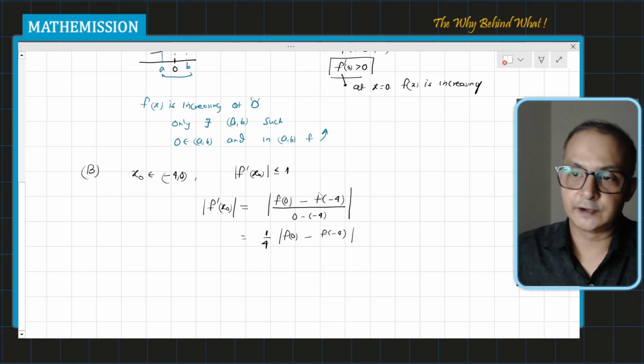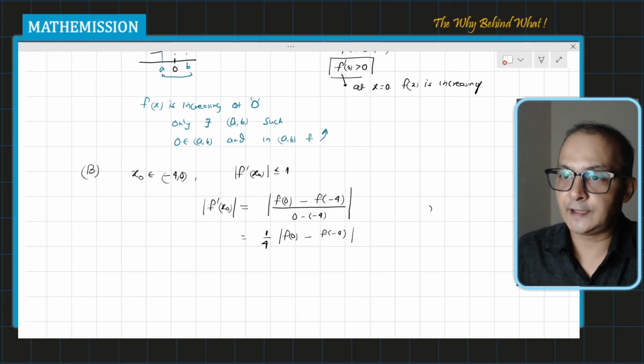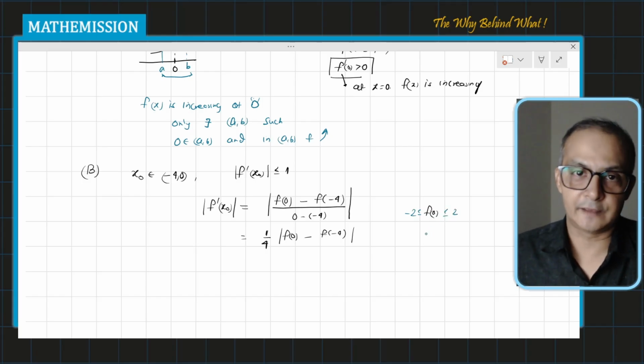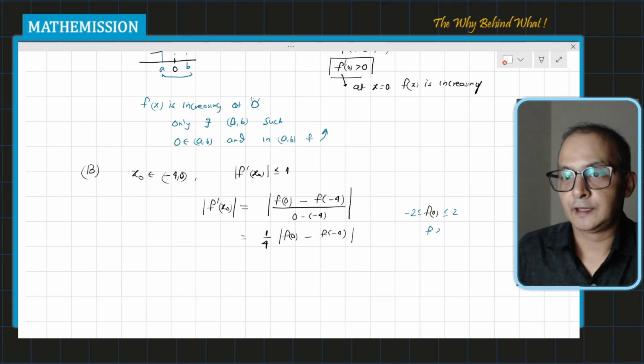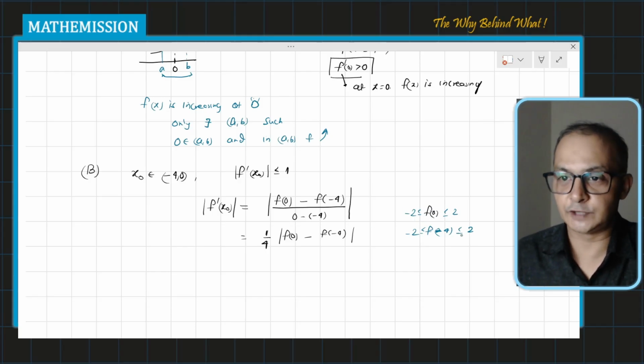So now I have the difference of f(0) and f(-4). And you notice that f(0) is lying between -2 and 2. For any x, f(x) is lying between -2 and 2. And f(-4) is also lying between -2 and 2. So you take the difference and take the magnitude of the difference, meaning the absolute difference. If you take that, the maximum value, or we can say directly like this, the magnitude of f(0) minus f(-4) will always be less than 4.